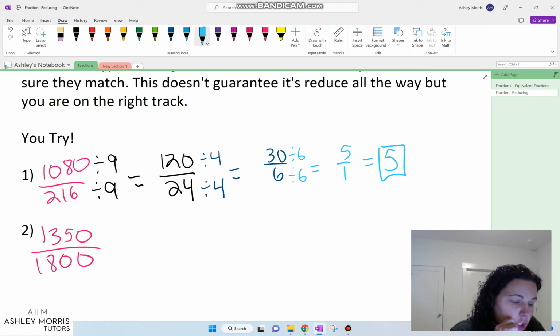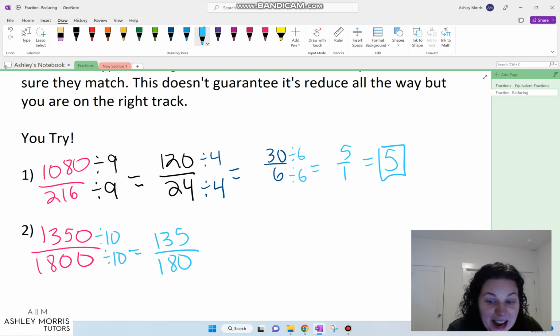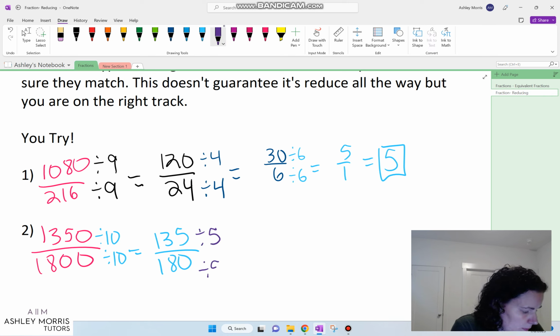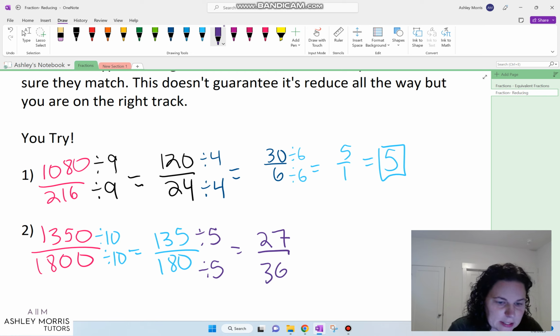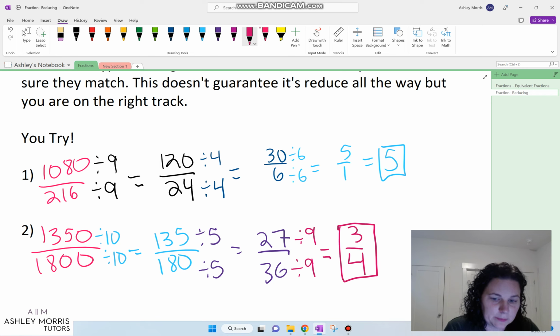And then number 2, they both end in a 0, so I can divide by 10. So 135 over 180. 5 and 0 at the ends means I can divide that by 5. And that's going to give me 27 and 36. Those both add up to 9, so I know I can divide these by 9. So that's going to give me a 3 and a 4, 3/4.